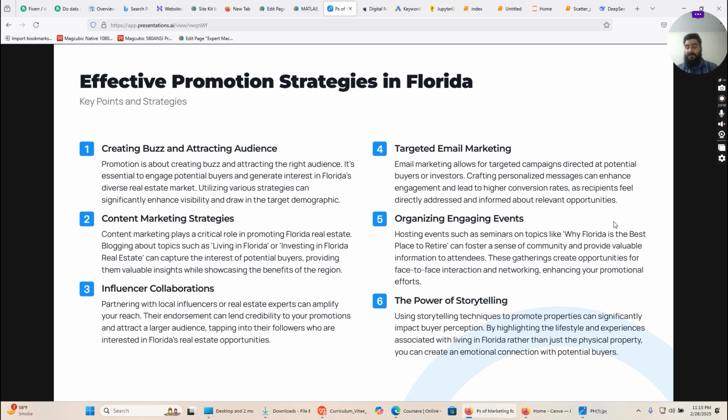And last but not least, we have the power of storytelling. Using storytelling techniques to promote properties can significantly impact buyer perception. By highlighting the lifestyle and experience associated with living in Florida, like the luxurious lifestyle and experience that people might have when they live in Florida, rather than showing the physical properties, you can create a sense of relationship and a sense of trust between you and the buyer. So you can create an emotional connection with the potential buyer.